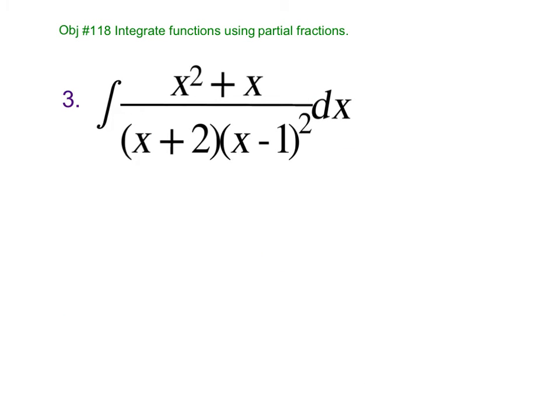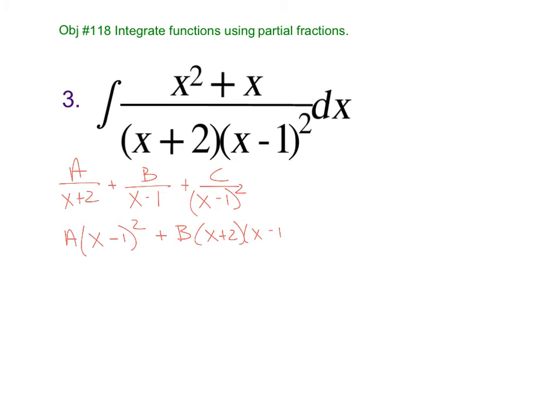All right, pause the video. Try this whole problem on your own. See what you can do with it. So we have a over x plus 2, b over x minus 1, c over x minus 1 squared. The a is being multiplied by x minus 1 squared. B is getting multiplied by x plus 2 and x minus 1. And c is being multiplied by x plus 2, equals x squared plus x.